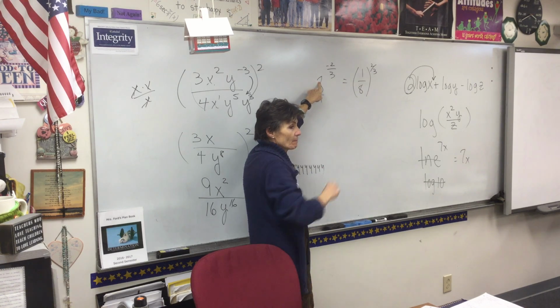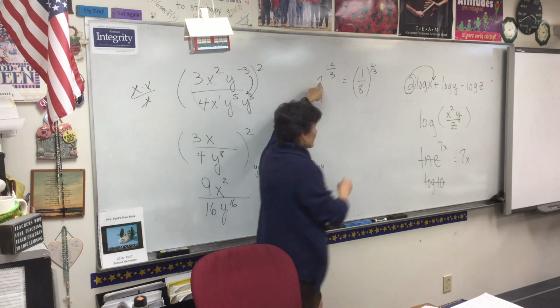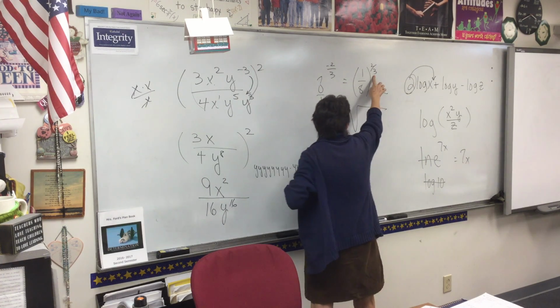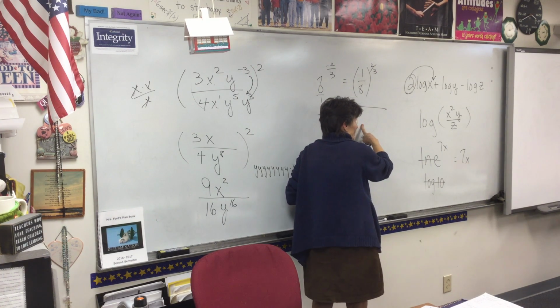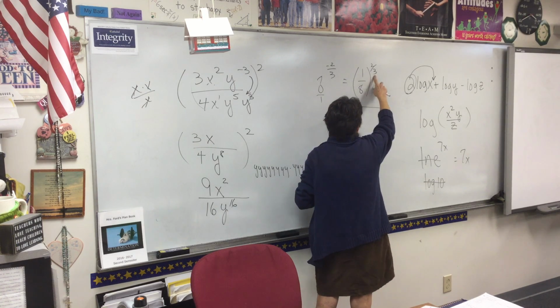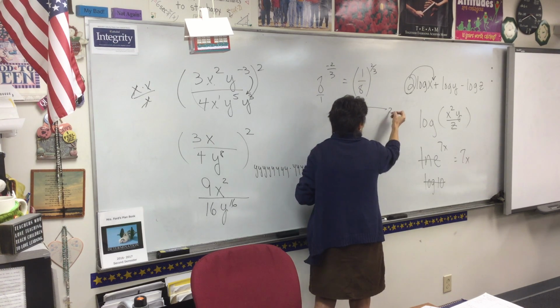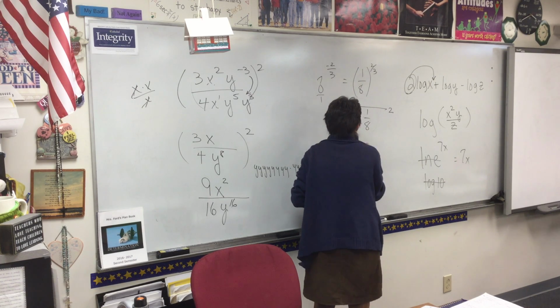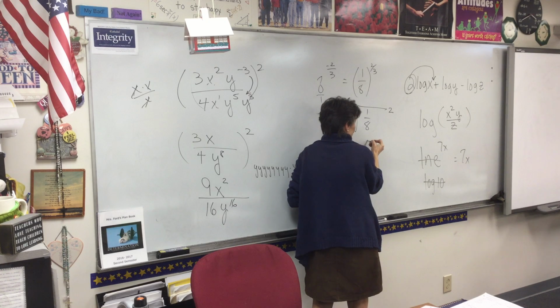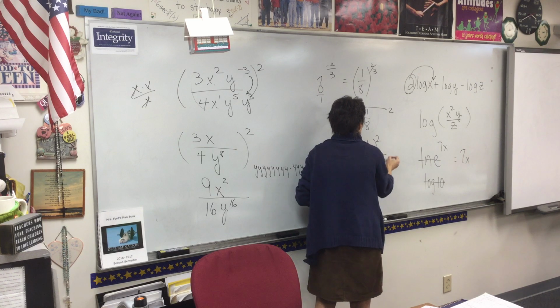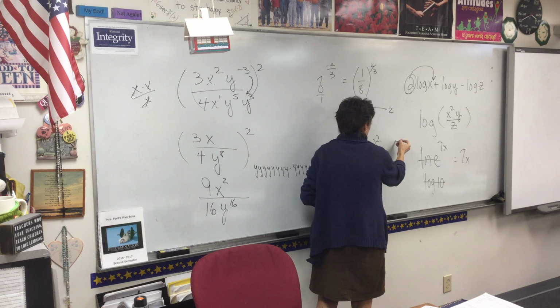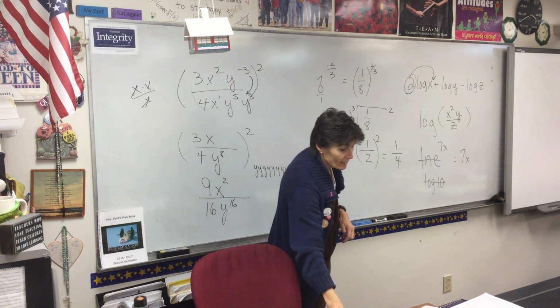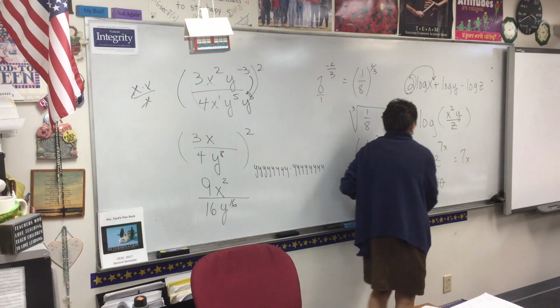What's the next thing that pops into your head? Radical. Fractional exponent means radical. This radical will be a cube root squared. Yep. And it's 1/8. Cube root of 1, cube root of 8. Square it. 1 squared is 1, 2 squared is 4. There's your answer, 1/4.